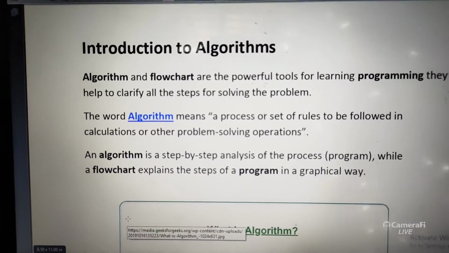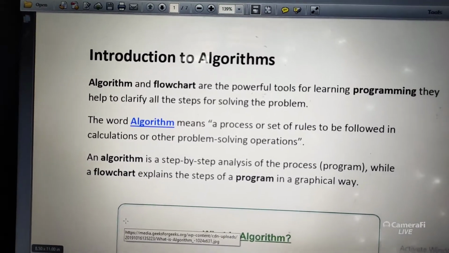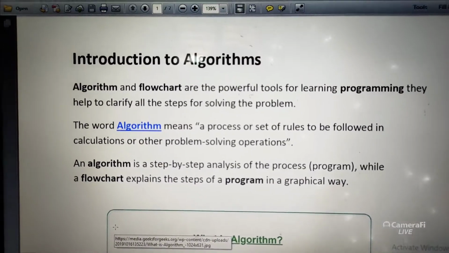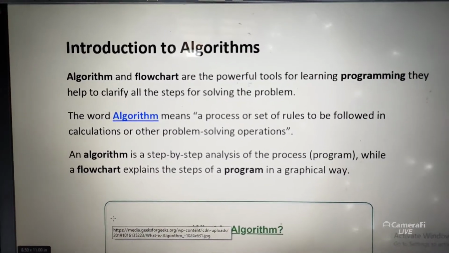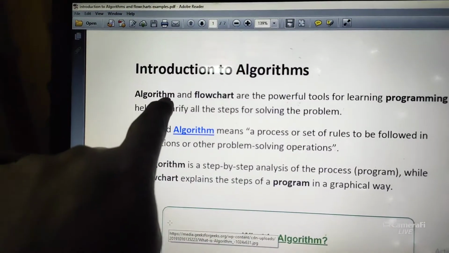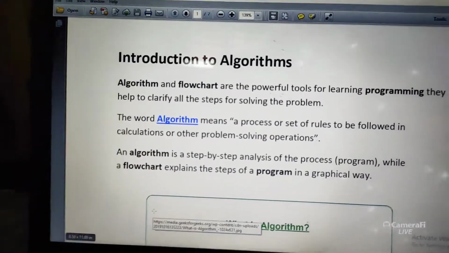Like our app, which we discussed. When you are designing an app, what is the purpose of the app? How many persons are involved? What is the input? How will the input be processed and how will the output be produced? All of this will be covered in the concept of algorithm. Then the same will be implemented as a flowchart.